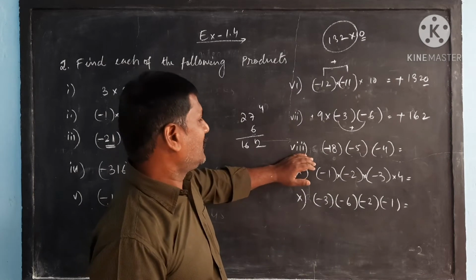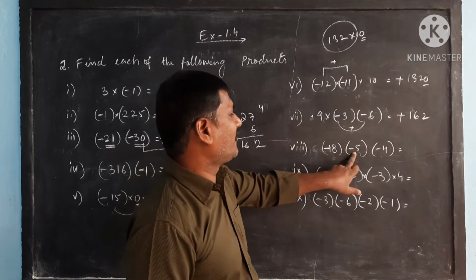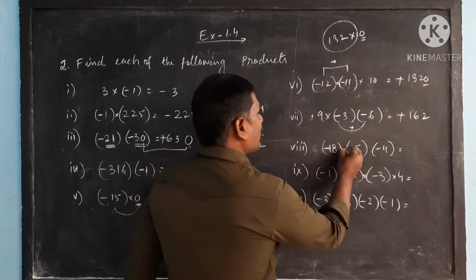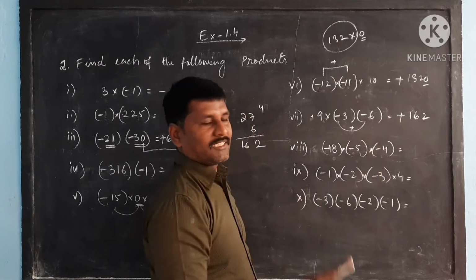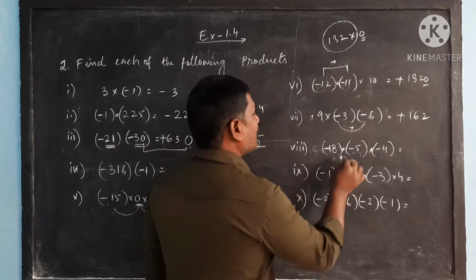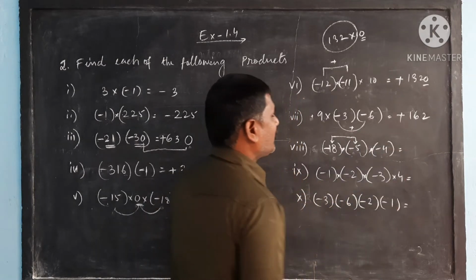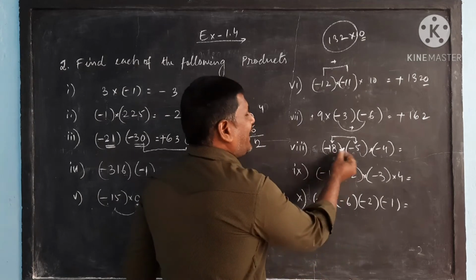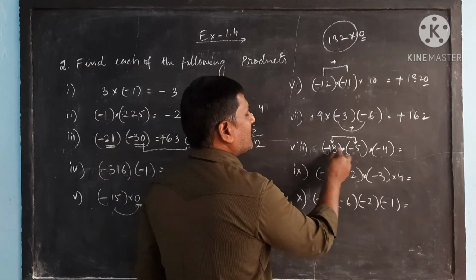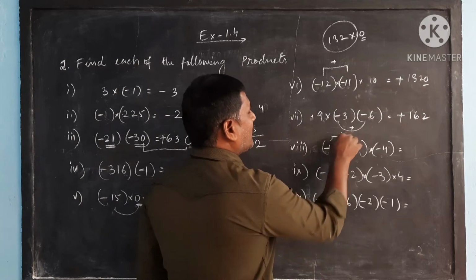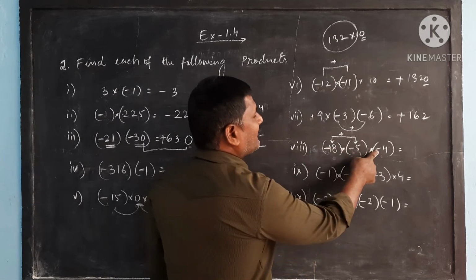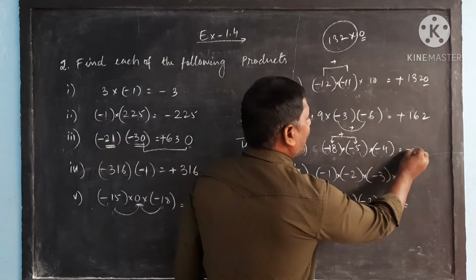In the 8th bit, minus 18 into minus 5 into minus 4. So three numbers having only minus. First we have to multiply these two numbers, then you can multiply the result with the last one. Minus 18 into minus 5. So when a minus number is multiplied with a minus number, you get a plus. So a plus number multiplied with a minus number, you get a minus number.